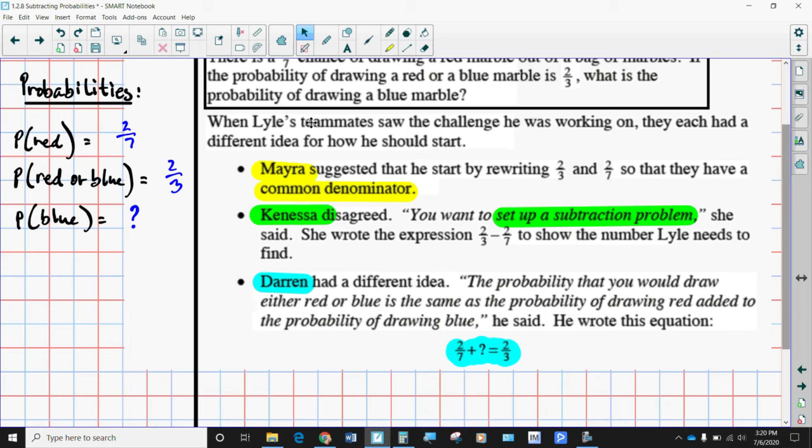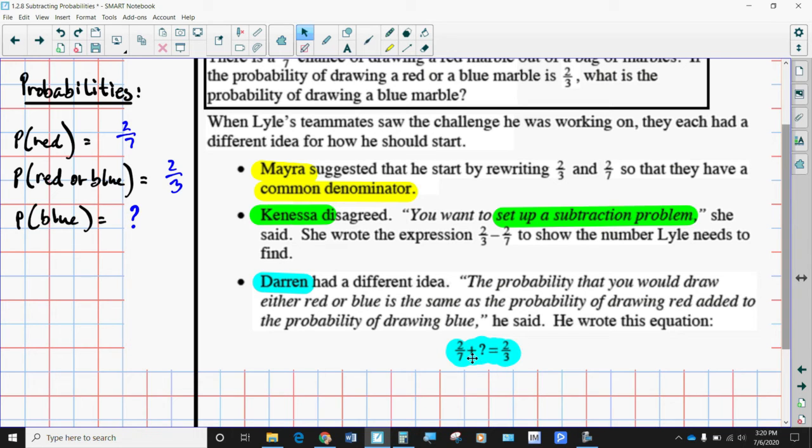And you're like, yeah, great. Really circled the wagons around this problem because all of them are correct. You do need common denominators because you are working with fractions. It is a subtraction problem eventually, but it starts off as an addition problem. 2/7 plus something will give you 2/3. That's how compound probability involving the word or works.